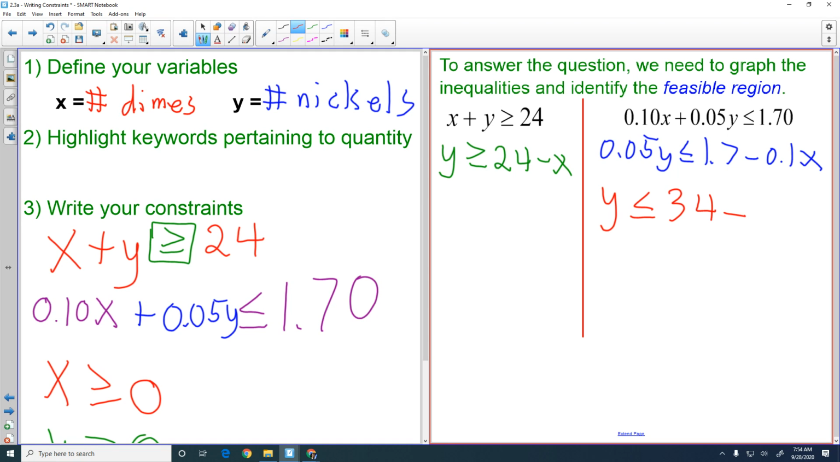minus... okay, I know you guys know this one. What's 0.1 divided by 0.05? So like how many times does 0.05 go into 0.1? 2. Nice, Aiden. So then we got 2x. Now doesn't that look a little bit nicer to graph without those decimals?